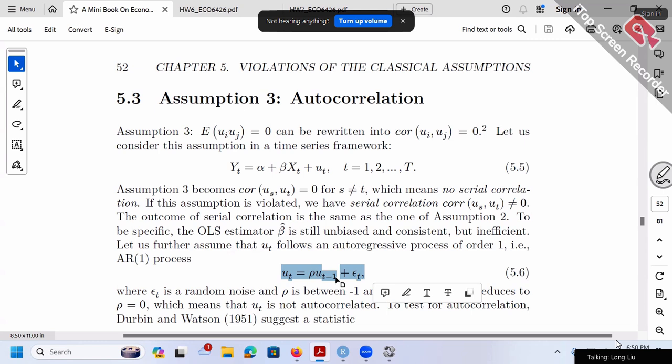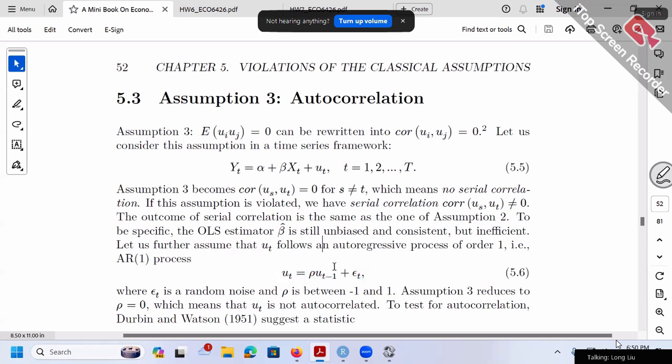But anyway, to keep it simple, let's focus on the AR1 process. Let's assume only last year affects this year. So 91 affects 92, 92 affects 93, 93 affects 94, and so on. Only that, so let's call it an AR1 process. That's a simple idea.